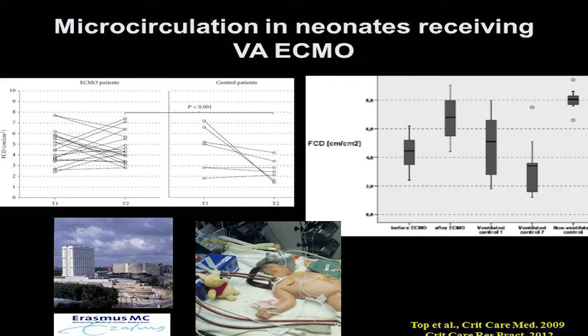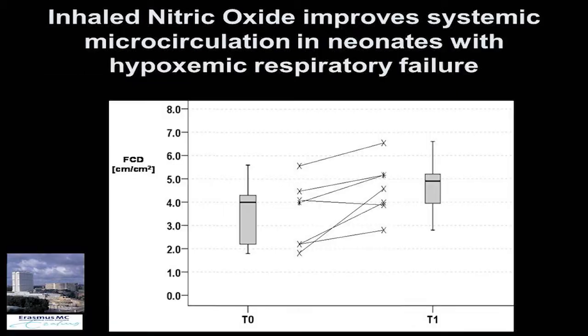So for your reference, this is a normal functional capillary density, and these patients have a significantly reduced microvascular perfusion, and the children who were treated with ECMO, after they came off ECMO, had a significant increase in the functional capillary density, whilst the children who were managed conservatively had actually a decrease, or this was not significant, so their microcirculation did not change in the same time interval.